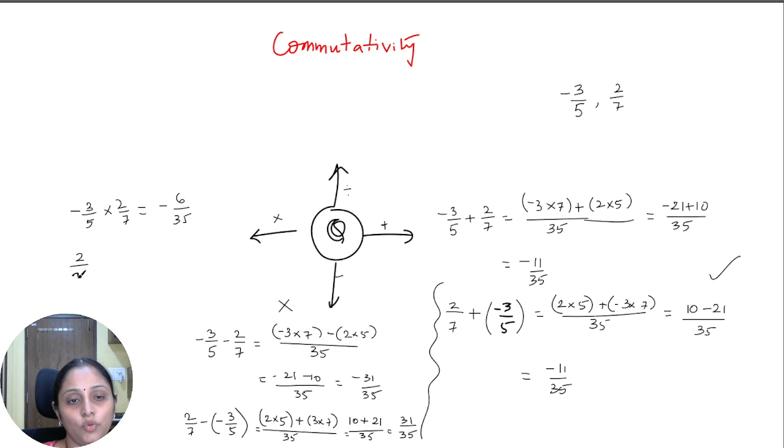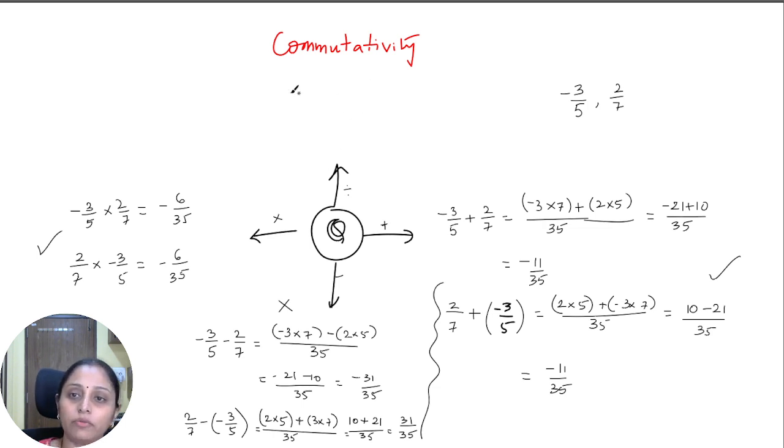And if I take 2 by 7 into minus 3 by 5, this is again minus 6 by 35. Because you know that when you're multiplying two rational numbers, you can multiply the numerators and multiply the denominators. Now here you will see that multiplication is commutative for the set of rational numbers.